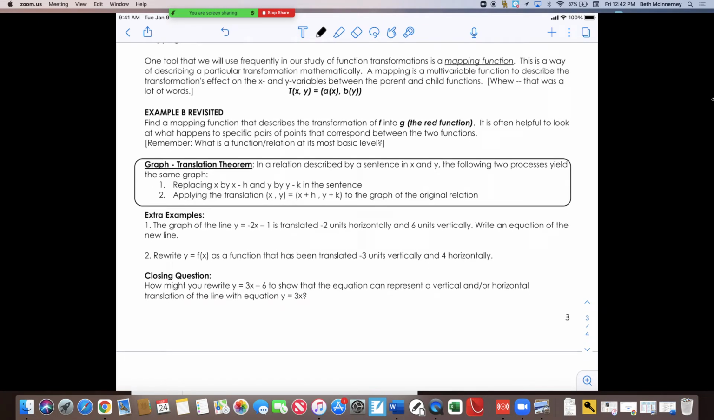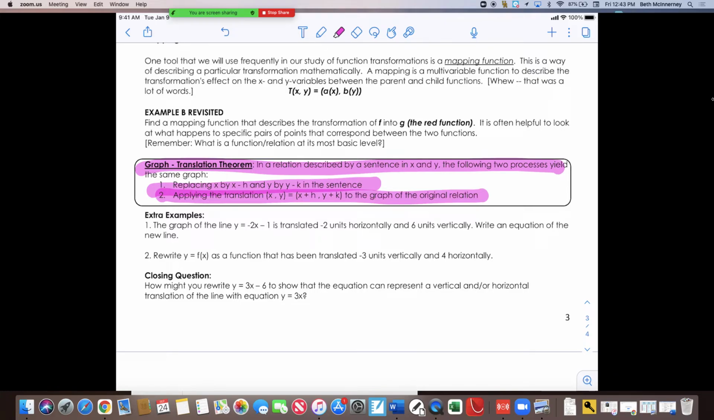So what you do, and if you look at this box right here, you replace x by x minus h and y by y minus k, and it ends up being a translation of (x, y) goes to (x plus h, y plus k). So let's look at the extra examples.